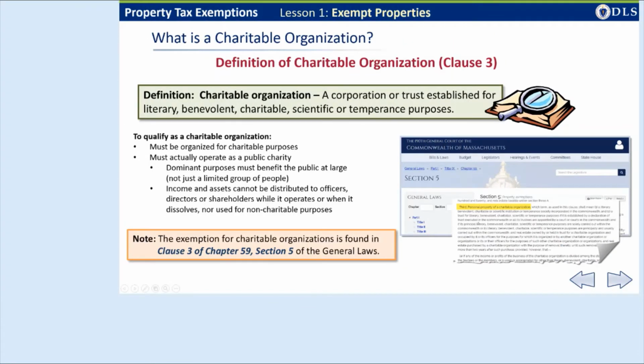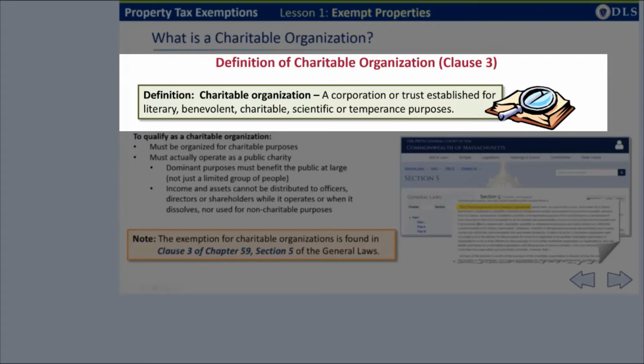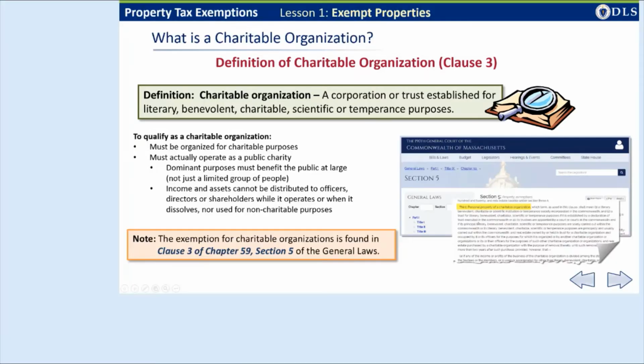The owner of the property must be a charitable organization. Clause 3 defines a charitable organization for property tax exemption purposes as a corporation or trust, established or formed for literary, benevolent, charitable, or temperance purposes. An entity that is a limited liability company, or LLC, or has another organizational structure is not eligible. Being a nonprofit organization is not sufficient, nor is exemption for state or federal tax purposes.